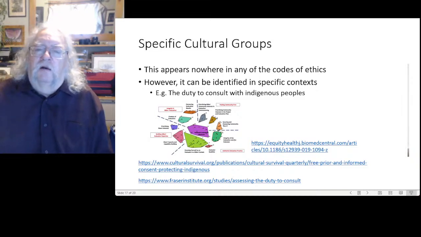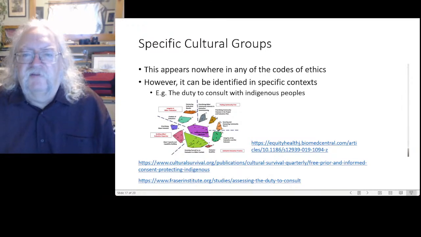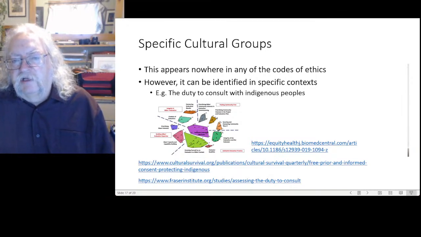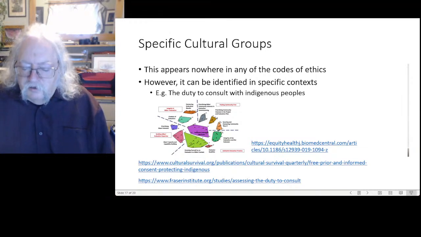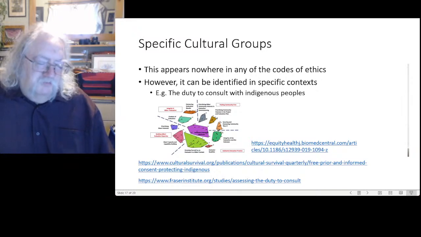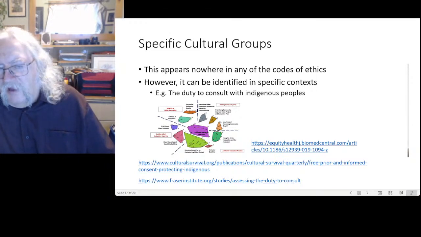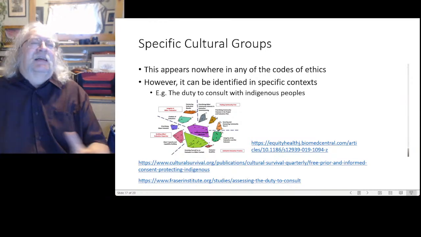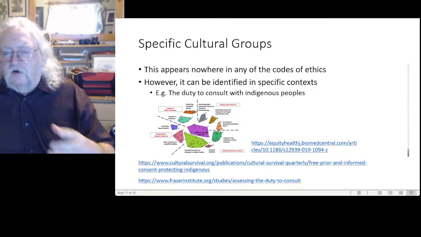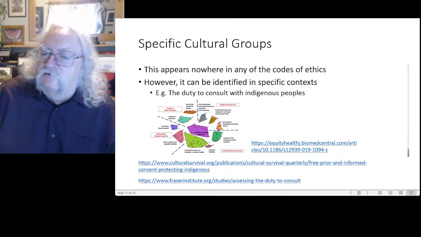I've included a reference here to ethical obligation to specific cultural groups. I've kept that very general, and part of the reason is that this type of group of people appears nowhere in any ethical code. I'm having trouble with my mass nouns here, right? Because specific cultural groups themselves are groups of people, and then I'm talking about groups of people. It's a bit hard to keep all my nouns straight.